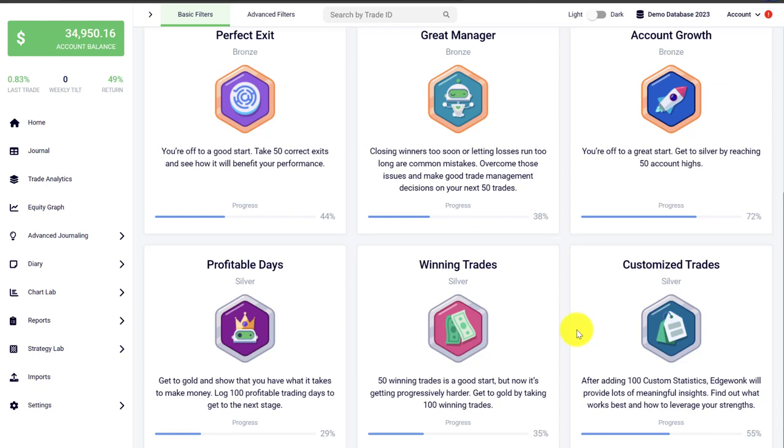And then to encourage you to use the custom statistics in Edgewonk and reap the benefits of this very powerful tool, we also have a milestone called customized trades. So each time you add a custom statistic to a trade, you will see a progress here in this milestone.